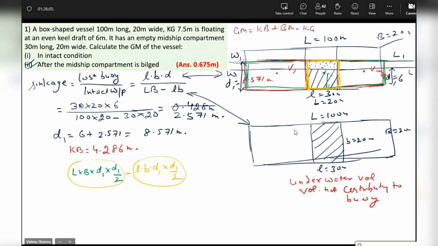So in this case, tell me what will be the volume of buoyancy? I can get it without calculation in this case because it's a simpler case, but we should know how to calculate if the need arises. So I divide this with LBD1, which is this one volume, minus LBD1, D. This should give me the KB in the bilged condition. Yes or no?